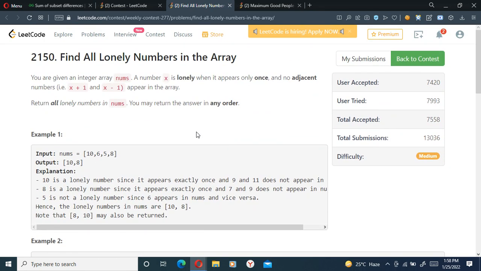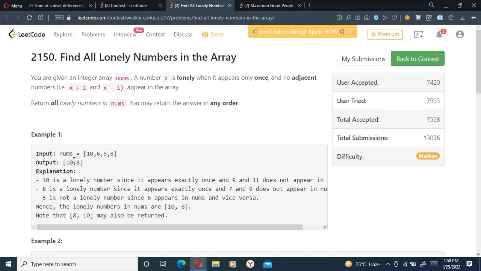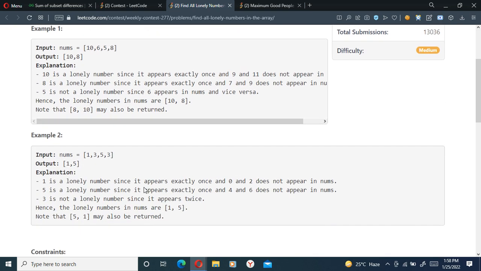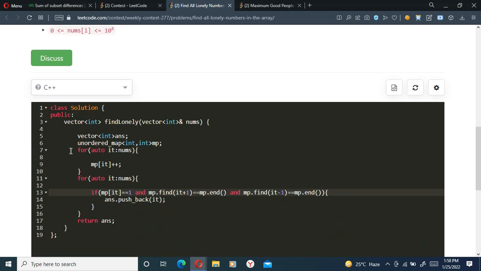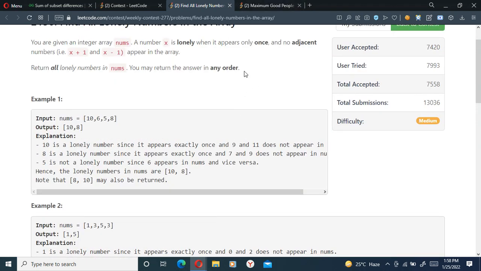Can I not just use array? Array should work here as well. Can it be done in O of one space? I'll have to check this later as well. Let's get to the last problem.